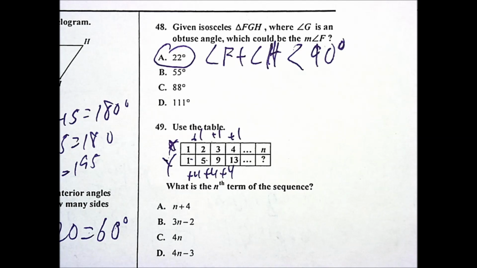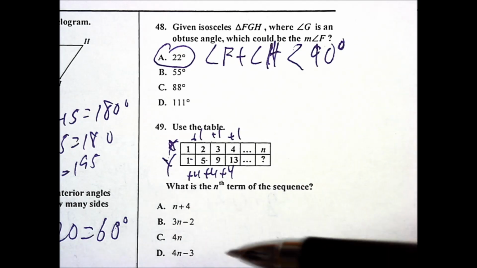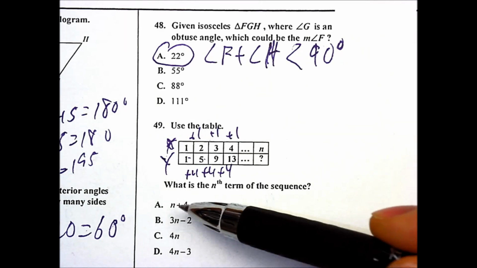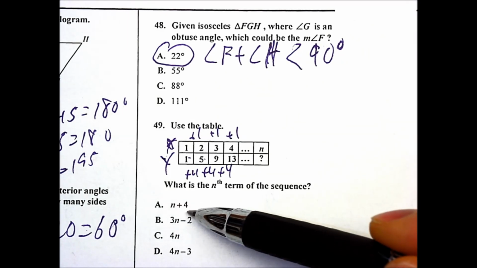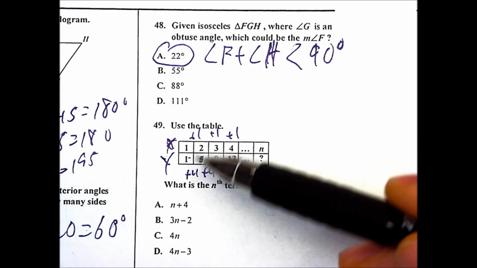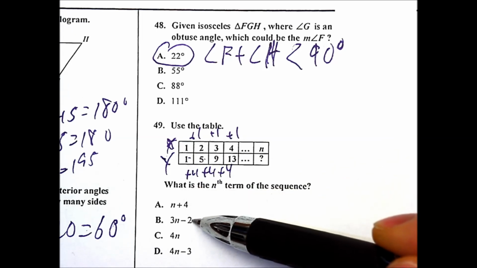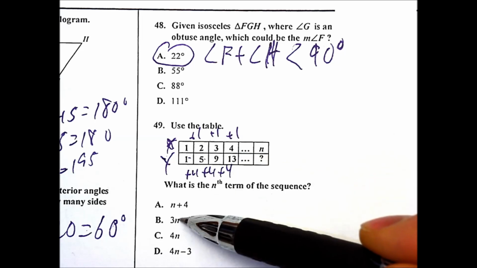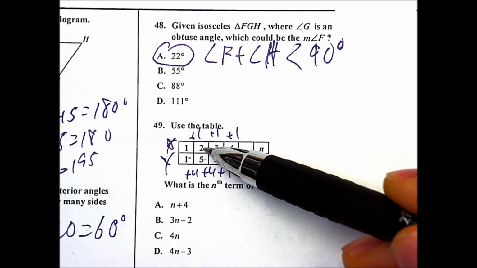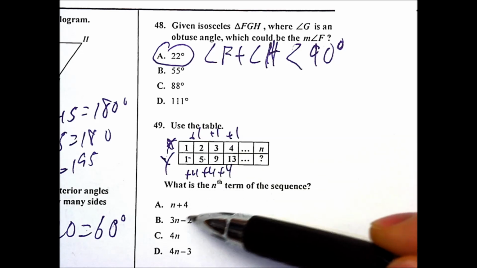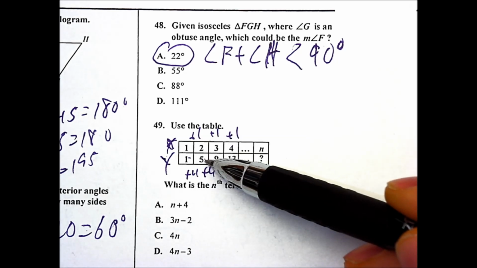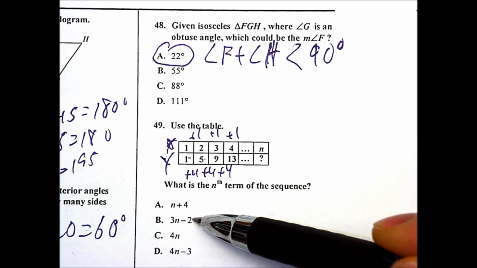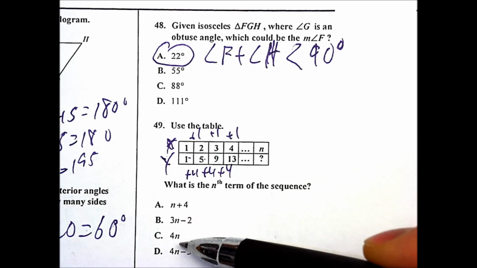So what would be my equation? Well, let's consider option A, n plus 4. So if x is 1, is y 1 plus 4? Well, 1 plus 4 would be 5. No, 1 and 5 doesn't match. Let's go with option B then. If x is 1, this would be 3 minus 2, which is 1. If x is 2, this would be 6 minus 2. Well, y should be 5, not 4, and 6 minus 2 is 4. So that's not correct.